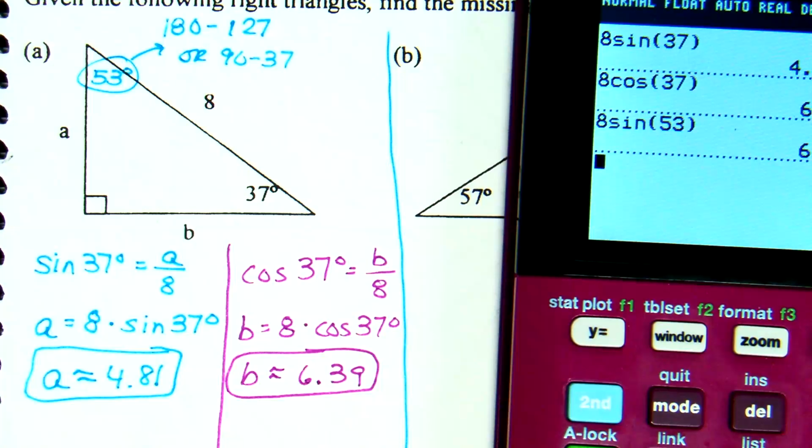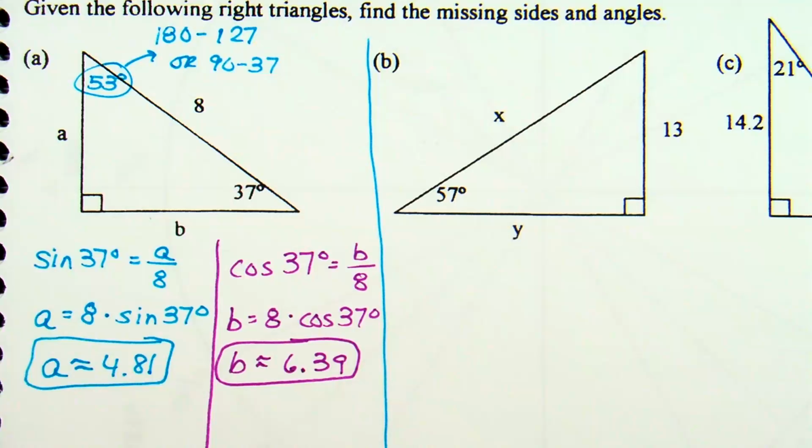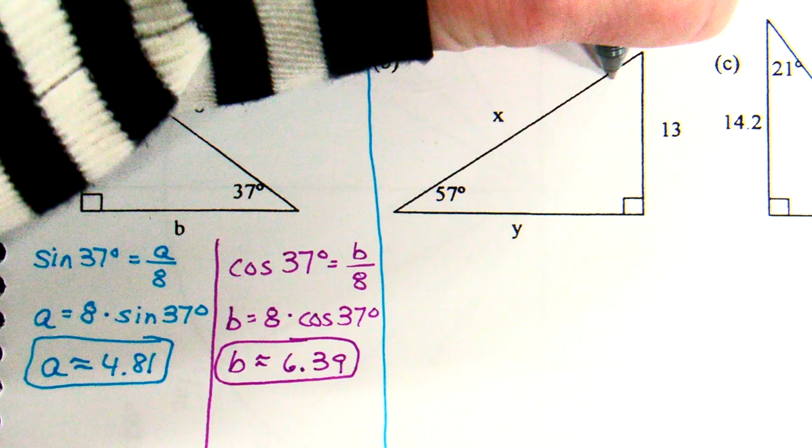Okay? Do we have the idea of what we're doing here? Let's try B then. We're given 57 degrees, 90 degrees, and a side length 13. What did you say? 33 degrees? You guys okay with that? Feel like his math is right?